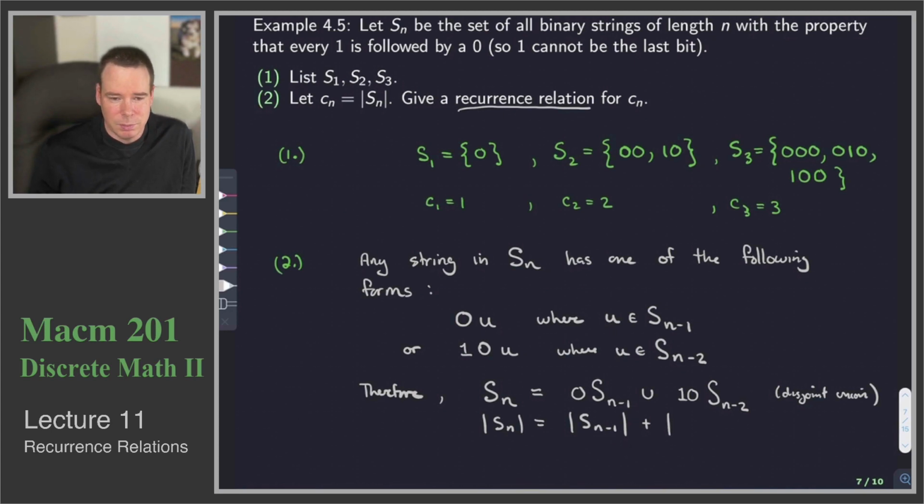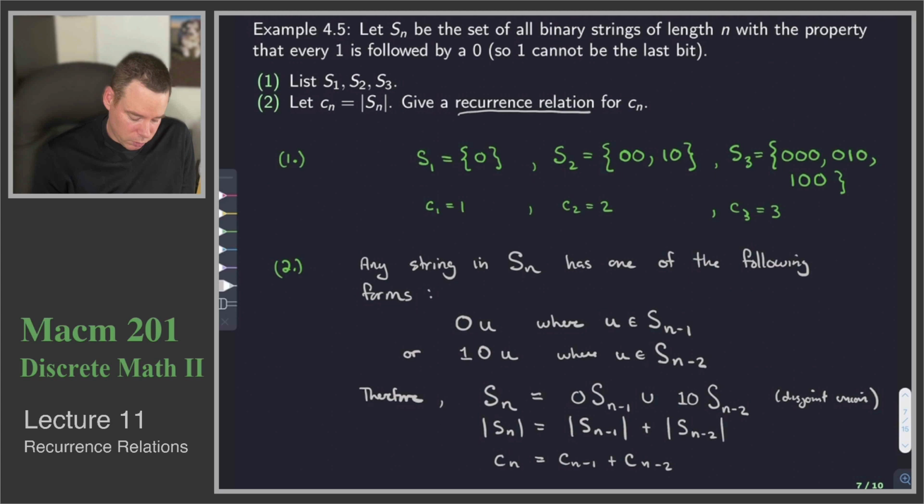We just took all of S sub n minus 2 and just stuck a 1, 0 in front of it. And so we didn't change the number of elements in the set. And so what that gives us is C sub n is equal to C sub n minus 1 plus C sub n minus 2. And so there's our recurrence relation. This is for n bigger than or equal to 3.